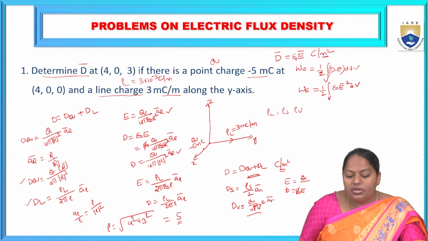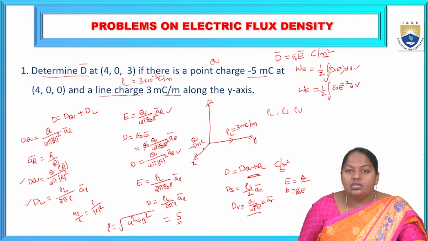Okay. So now to find the total flux density due to the point charge as well as the line charge, we need to add the two.